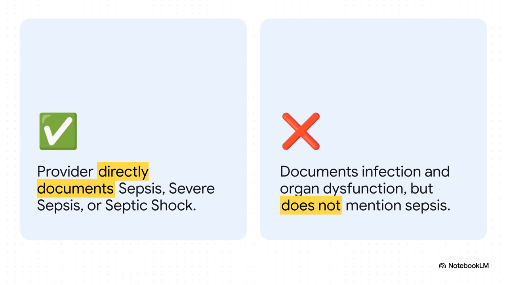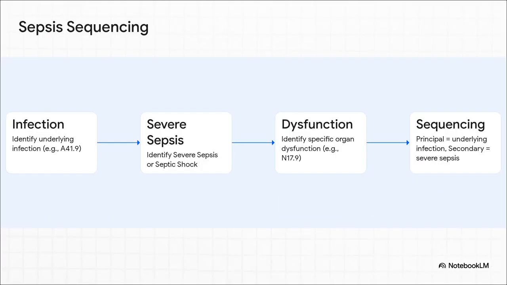No exceptions. Now, once you actually get that explicit documentation, you've got to follow a really strict 4-step sequencing logic. First, you code the underlying infection, something like E. coli. Second, you code the severe sepsis indicator. Third, you capture the specific organ dysfunctions, like acute kidney injury. And fourth, you sequence them correctly, meaning the infection always goes first. If you follow this evidence-based logic, it completely removes ambiguity. You're basically building an ironclad appeal dossier that prevents Medicare administrative contractors from ever downgrading your claim.